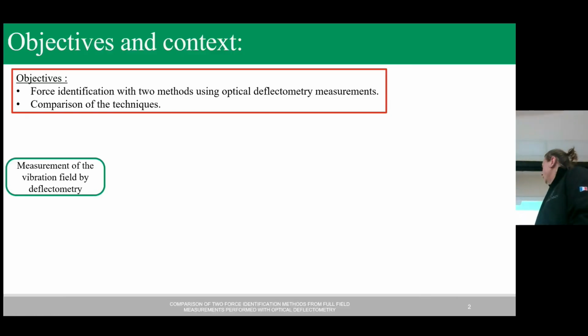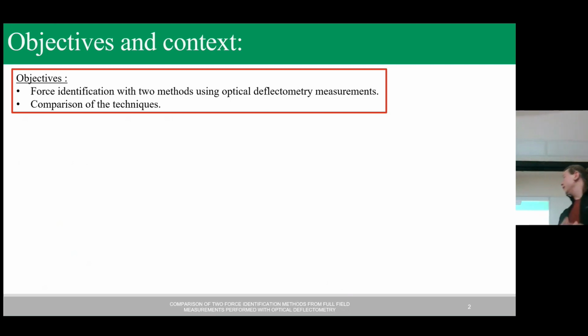So the objective of the study is to identify a force applied on the panel with two different methods that we will present in this seminar, using optical deflectometry measurements. The second goal of the study is the comparison of both techniques that will be used in this seminar.